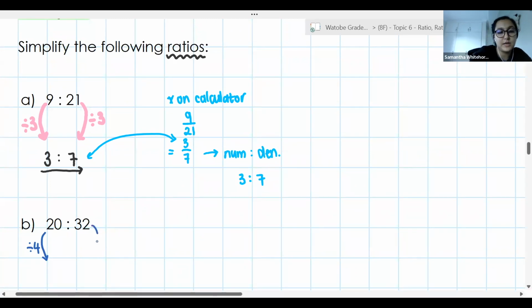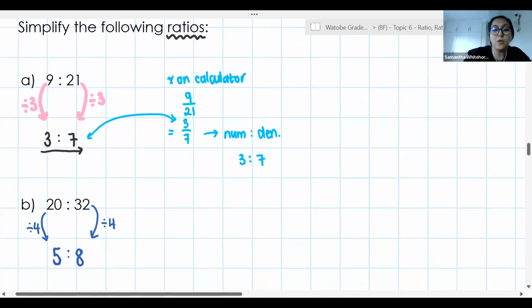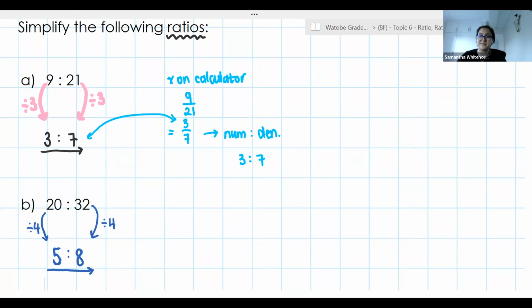Okay, so let's just double check our division. I agree with the dividing by 4. 20 divided by 4 is 5, and then 32 divided by 4 is 8. So just make sure you're doing your division correctly, but very nicely done on recognizing that we must divide by 4. And so guys, our simplified ratio is 5 is to 8. Well done.